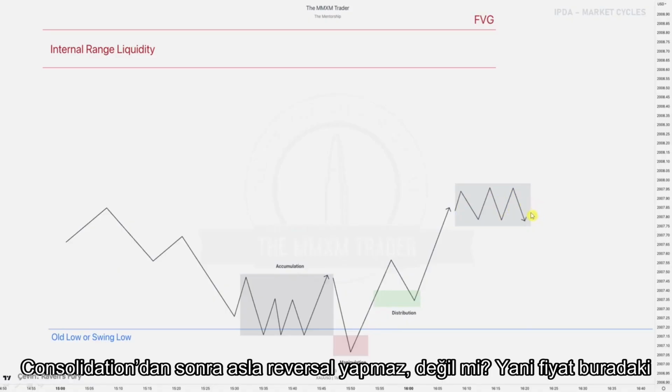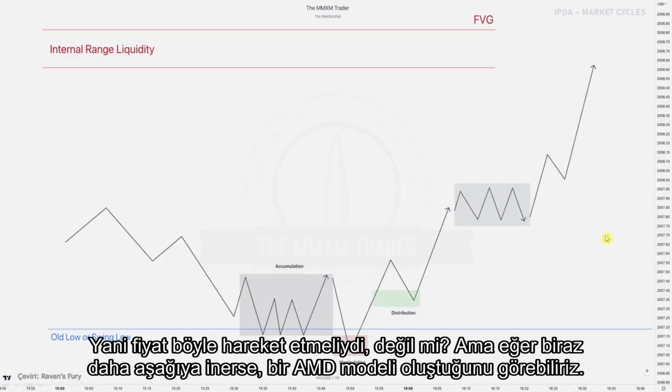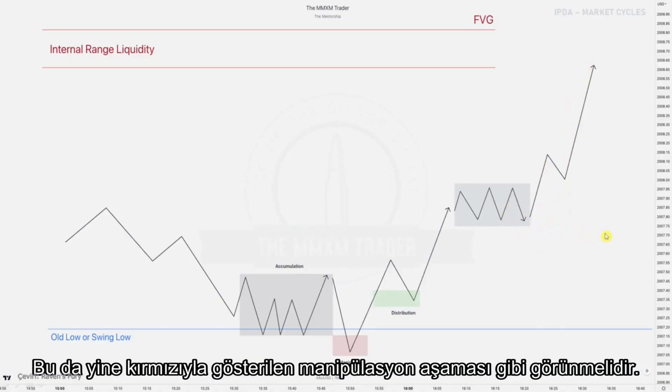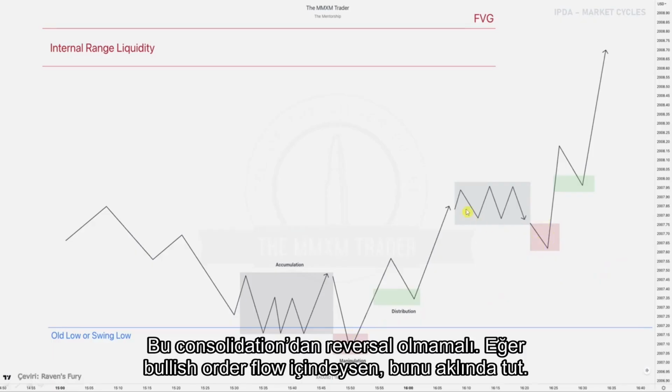It never reverses, right? So if we were to move down lower than this accumulation or this consolidation, we can expect that to be a fake move. So it should move like this, right? But if it does move a little bit lower, we can see an AMD model form, and then it should look something like this. Again, red as in the manipulation phase, right? We should not reverse from this consolidation.